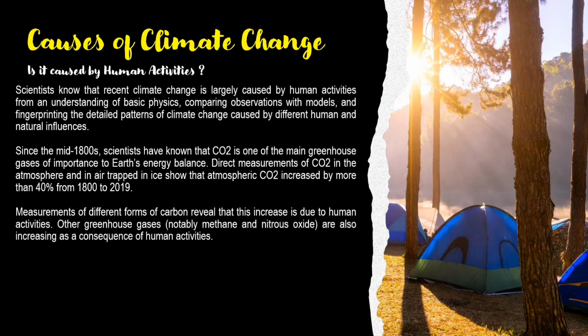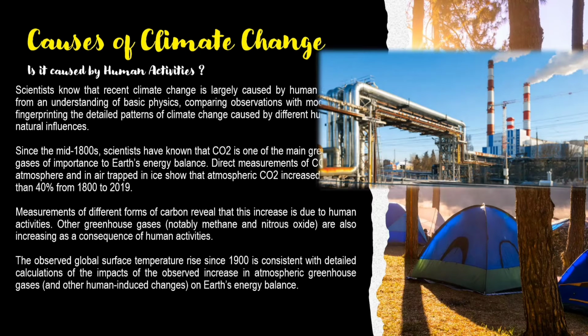Measurements of different forms of carbon reveal that this increase is due to human activities. Other greenhouse gases, notably methane and nitrous oxide, are also increasing as a consequence of human activities. The observed global temperature rise since 1900 is consistent with detailed calculations of the impacts of the observed increase in atmospheric greenhouse gases, and other human-induced changes, on Earth's energy balance.